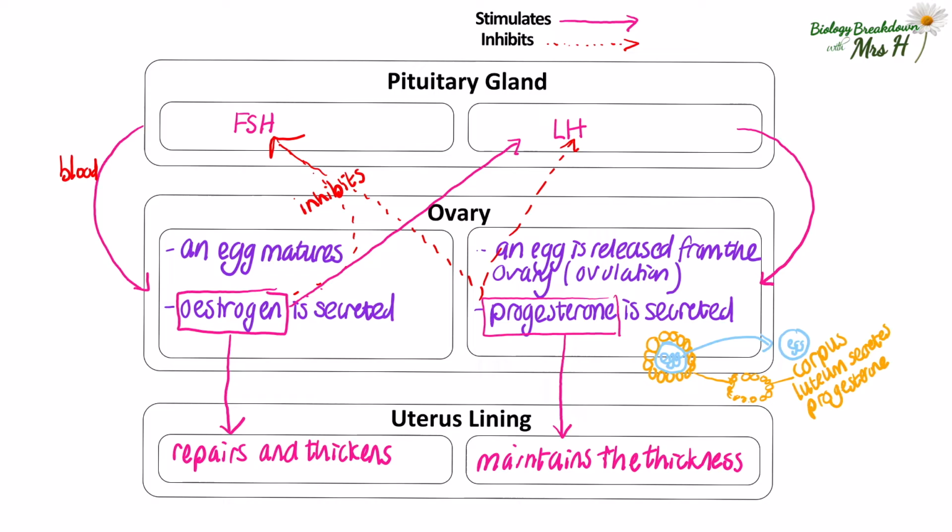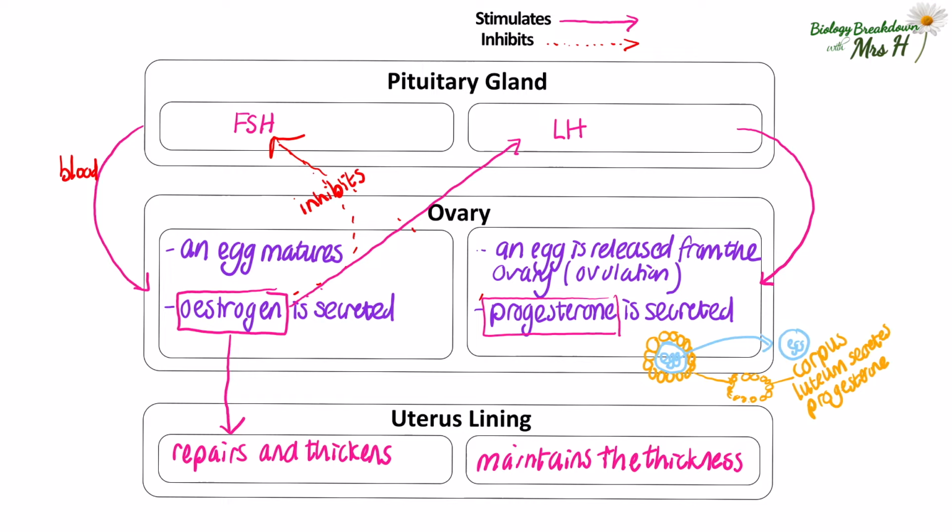After a while, the corpus luteum will degenerate, and that means the progesterone concentration will decrease. So if progesterone's job is to maintain the thickness of the uterus lining and inhibit FSH and LH, if the progesterone is no longer there, then the uterus lining can't be maintained. So we get a menstrual bleed and the FSH and LH are no longer inhibited. So that means FSH is free to start the cycle again.